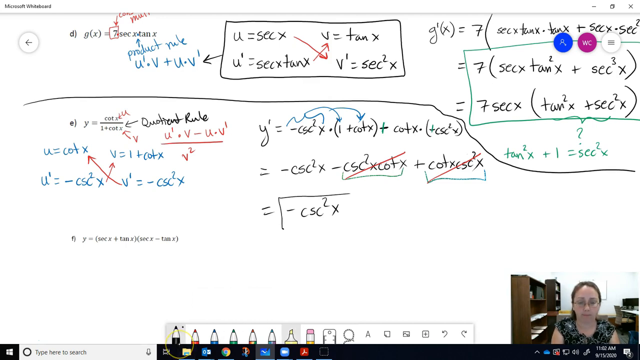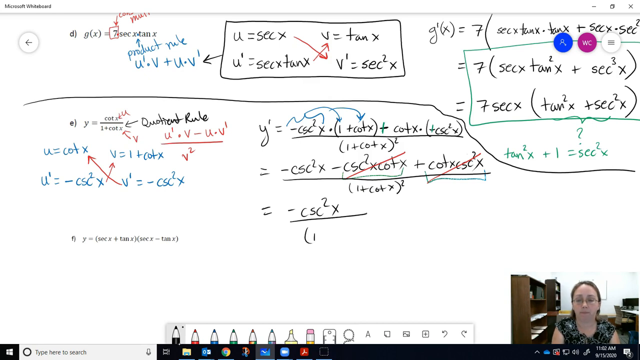Oh, I forgot my denominator. So no, that's not just the derivative. All over the bottom squared. 1 plus cotangent of x all squared. So don't forget the bottom squared, like I did. It's like, I know there's something missing. There we go. And that would be your derivative. If you wanted to try and do some identities, you might be able to, but this would be something that I would type into MyLab.